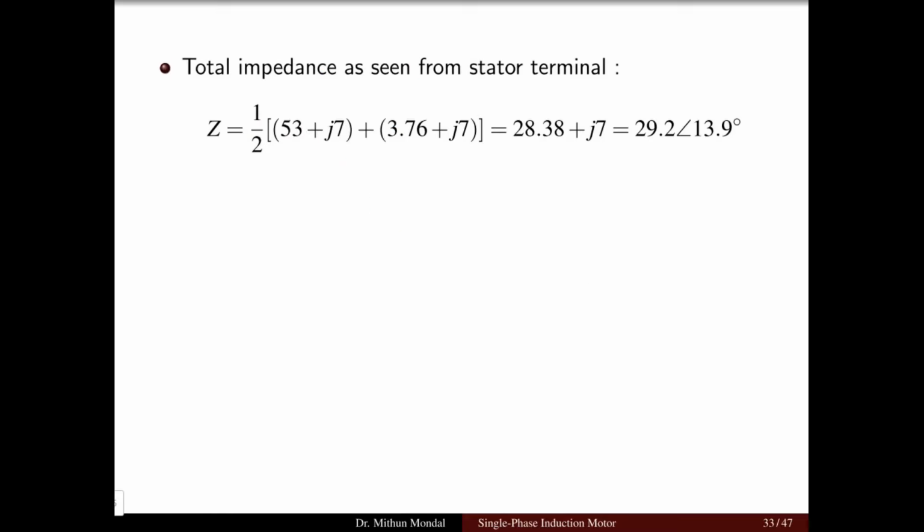Now to obtain the other parameters, first we have to obtain the total impedance seen from the stator terminal. So this is the total impedance of the circuit involving all the parameters of the stator and the rotor referred to the stator, which comes to be 29.2 angle 13.9. So the current is nothing but the voltage divided by the impedance magnitude. So this gives 753 ampere.